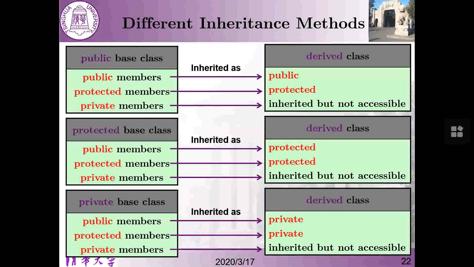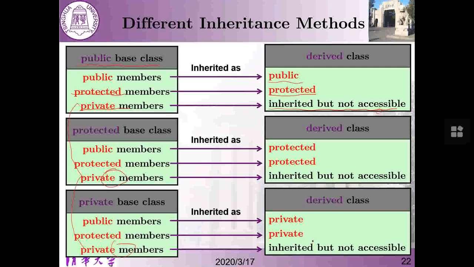So for public base class, if we use public inheritance, then public members in the base class remain public, and protected members of the base class remain protected. Private members are inherited but not accessible. So we can see here that for all three different ways of inheritance, all the private members are not accessible in the derived class.